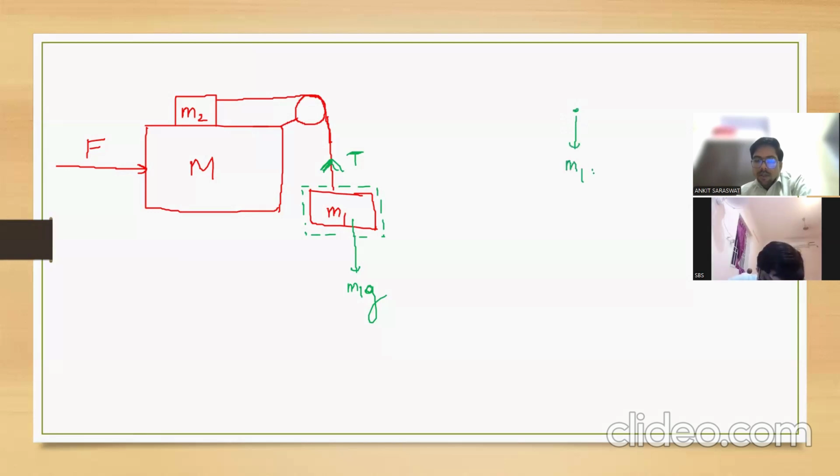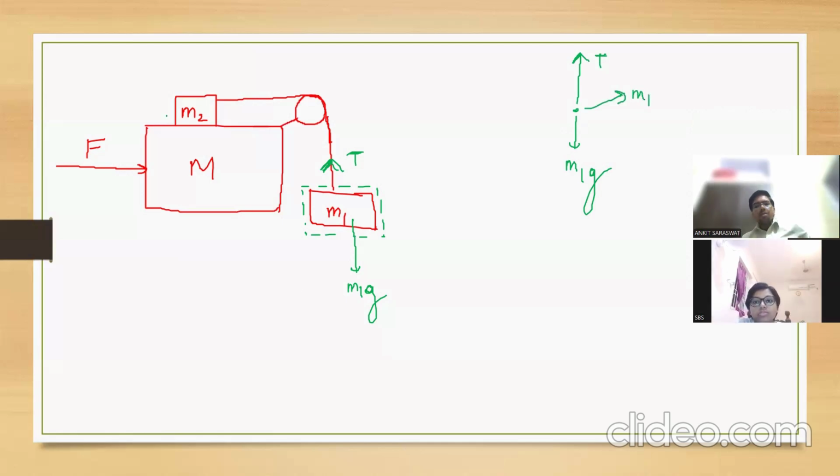Now if you want to draw separately, you can draw the M1g free body diagram like this. Separately I'm showing like this because it makes our calculation easier. Otherwise you will be confused. No worry, if you draw in the figure itself, no need to worry. If you understand.